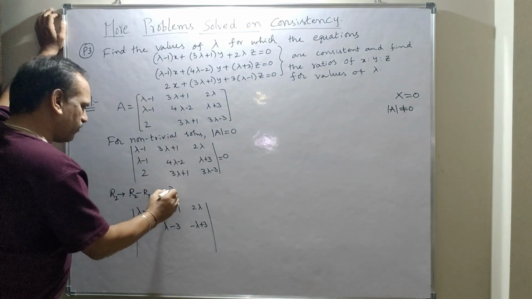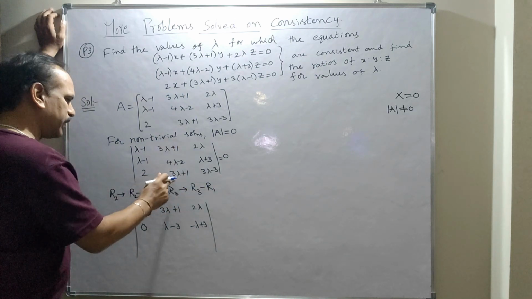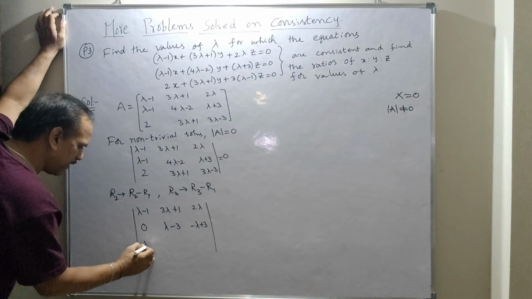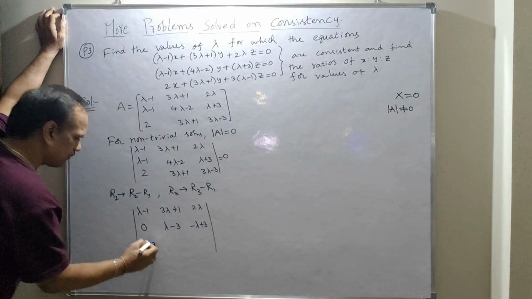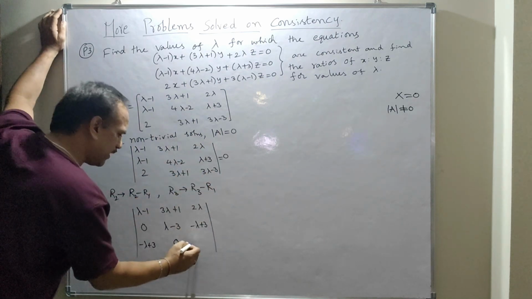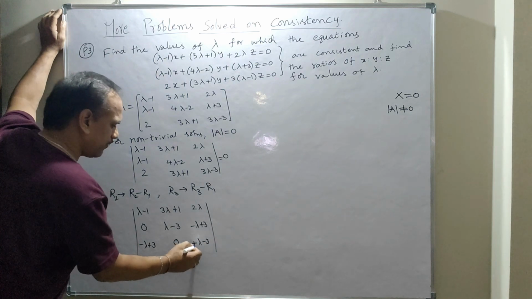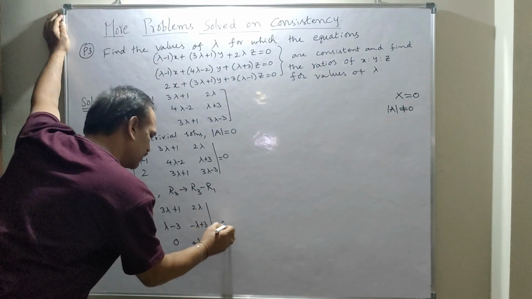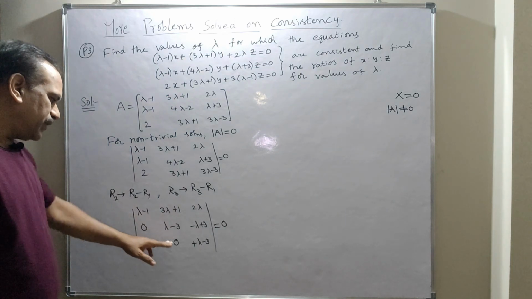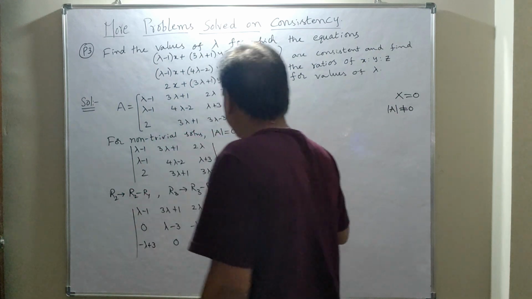So I go for R3 minus R1 and put it in R3. So 2 minus lambda plus 1, so minus lambda plus 3. This minus this is 0. Then 3 lambda minus 3 minus 2 lambda, so lambda minus 3, equal to 0. So here some of the entries became 0. That is the only advantage to find the determinant.